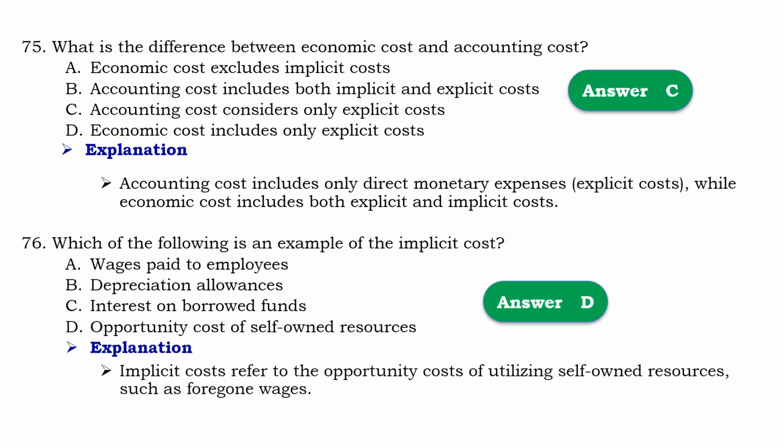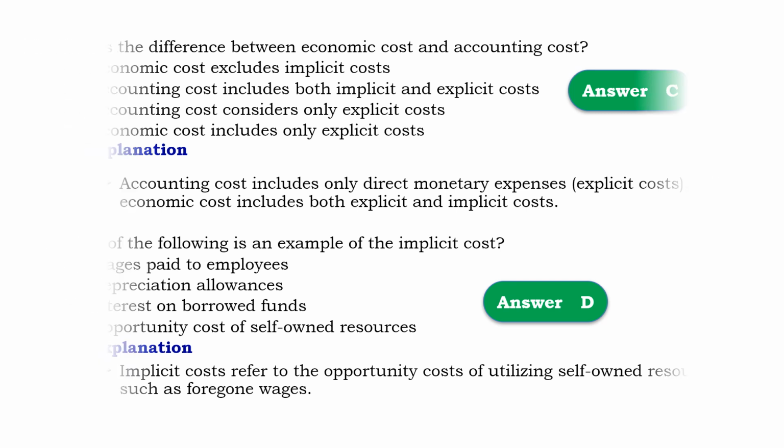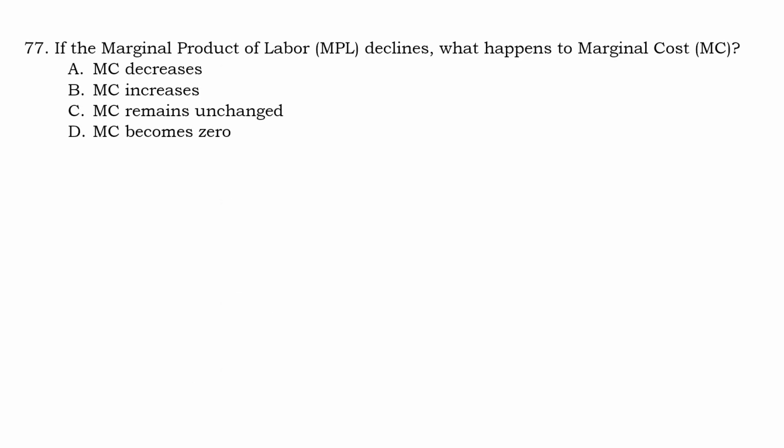Resource. Means that implicit cost refers to opportunity cost of utilizing self-owned resource such as foregone wages. Question number 77. If marginal product of labor declines, what happens to marginal cost?